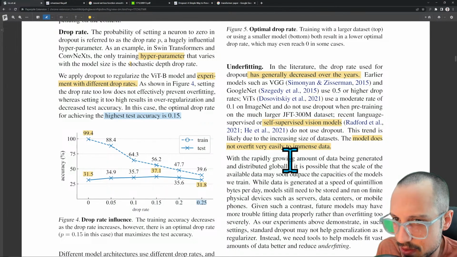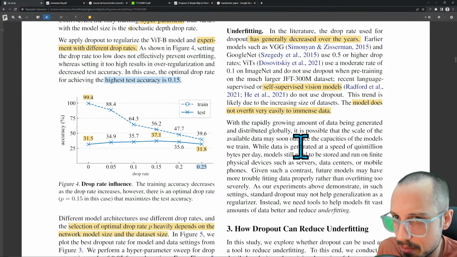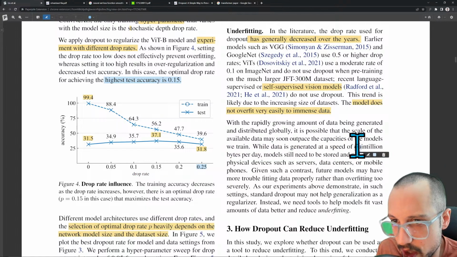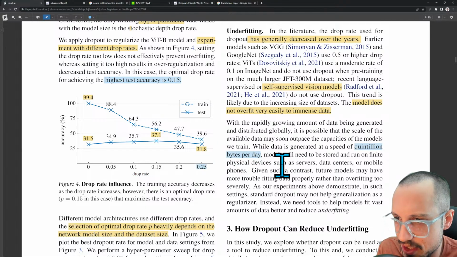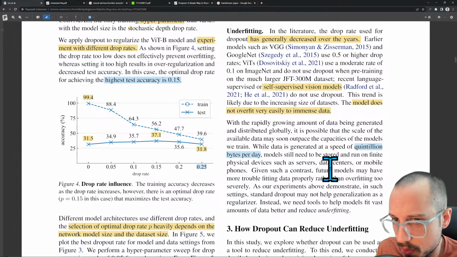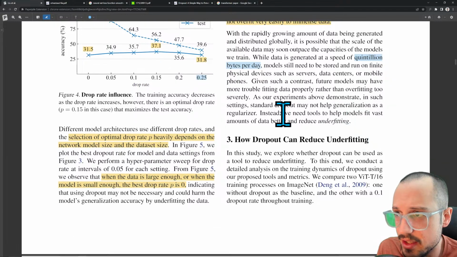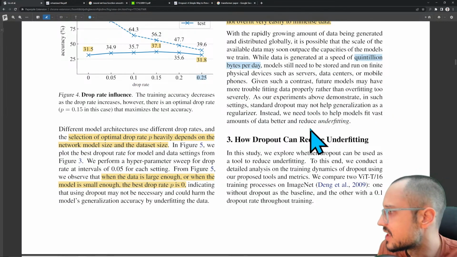With a rapidly growing amount of data being generated and distributed globally, it is possible that the scale of available data may soon outpace the capacities of the models to train. While data is generated at the speed of quintillion bytes per day, I did not know that. We are apparently generating 1 quintillion bytes. Hey, that is crazy. Models still need to be stored and run on finite physical devices. Given such a contrast, future models may have more trouble fitting data properly than overfitting too severely. As our experiments above demonstrate, in such settings, standard dropout may not help generalization as a regularizer. Instead, we need tools to help models fit vast amounts of data better and reduce underfitting.